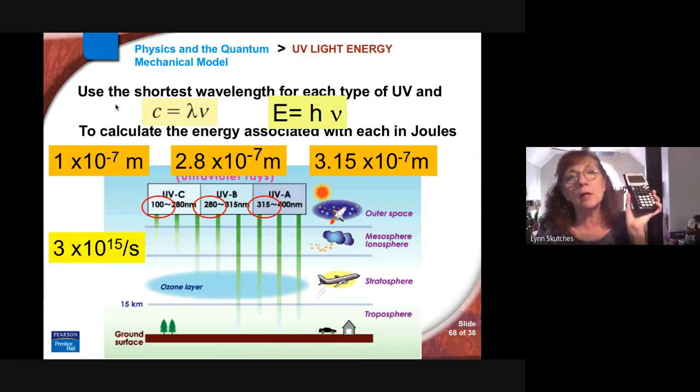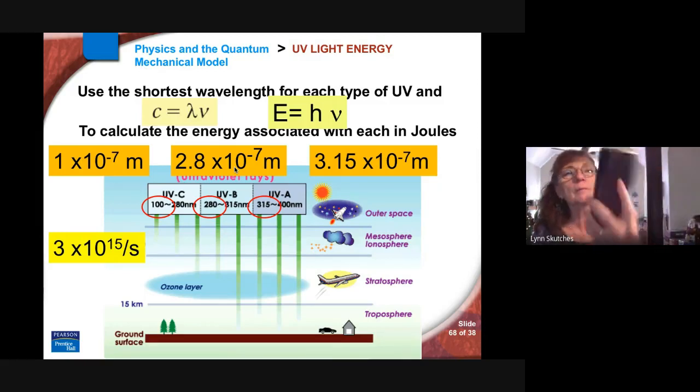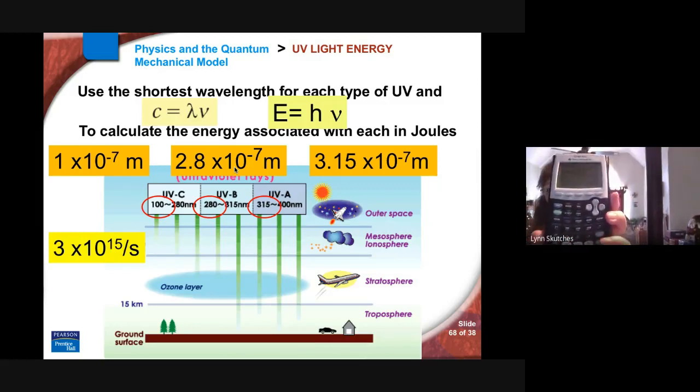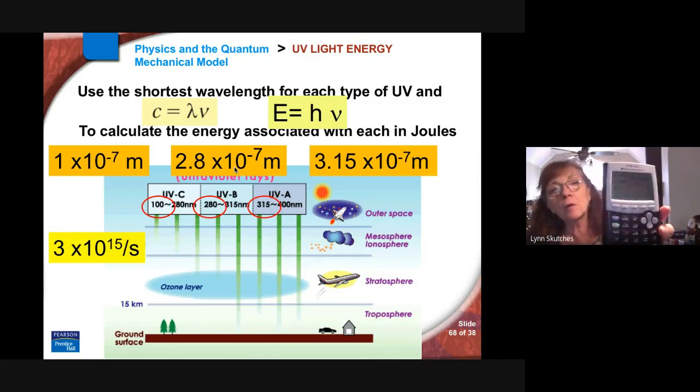This time I'm going to divide that number by 2.8 times 10 second E to negative 7. Yeah, I hit the right button. You'll notice that you get a string of numbers. I don't know if you guys can see this or not. I hope you can. You'll get 1.071429 E15.